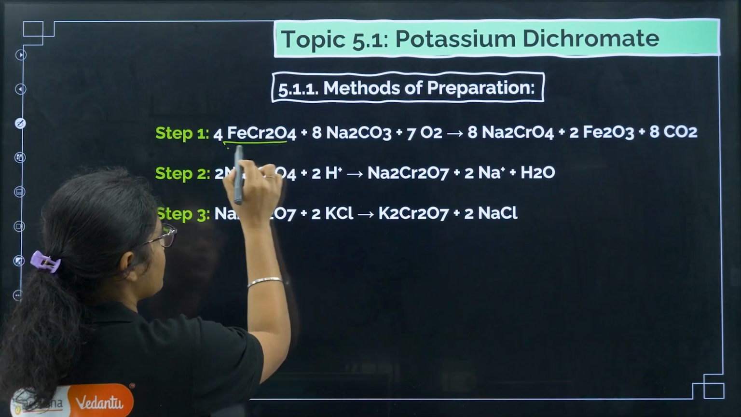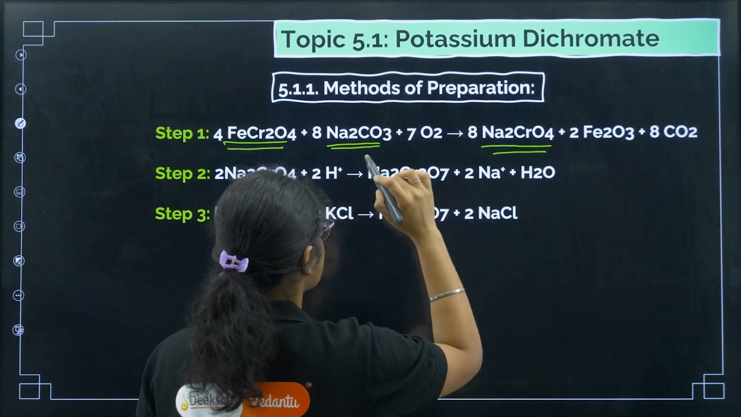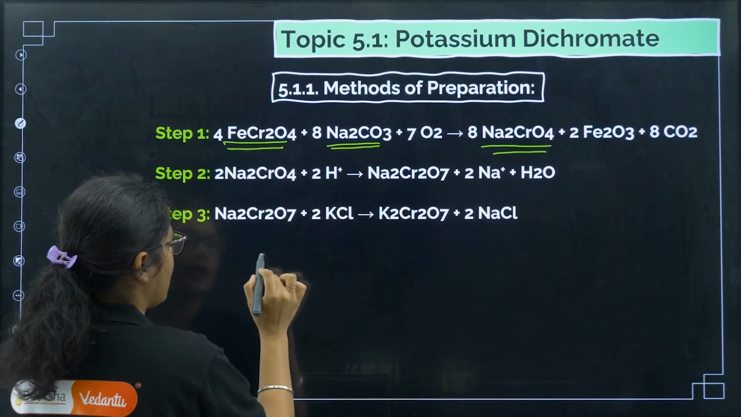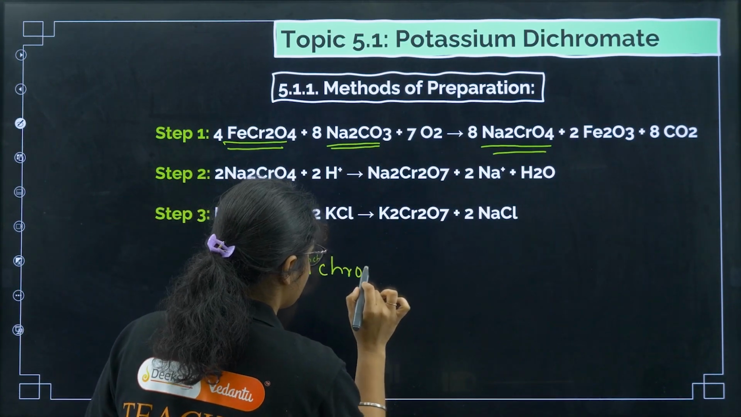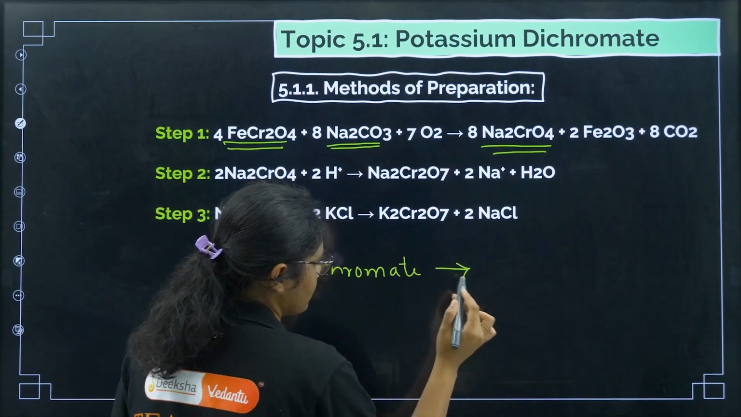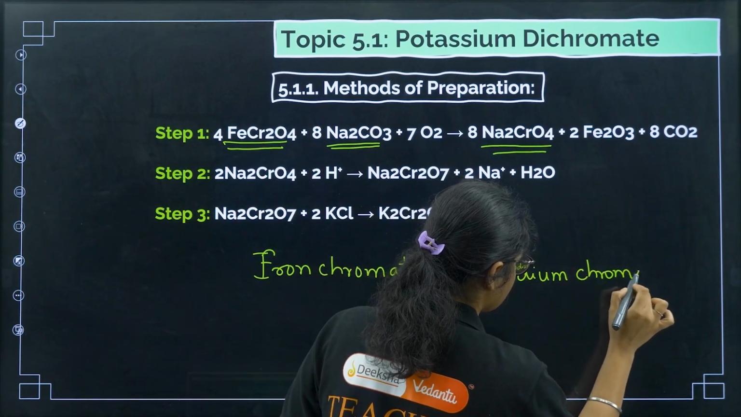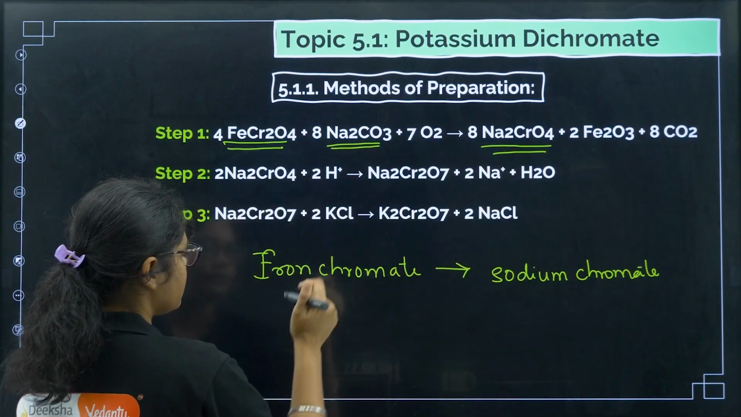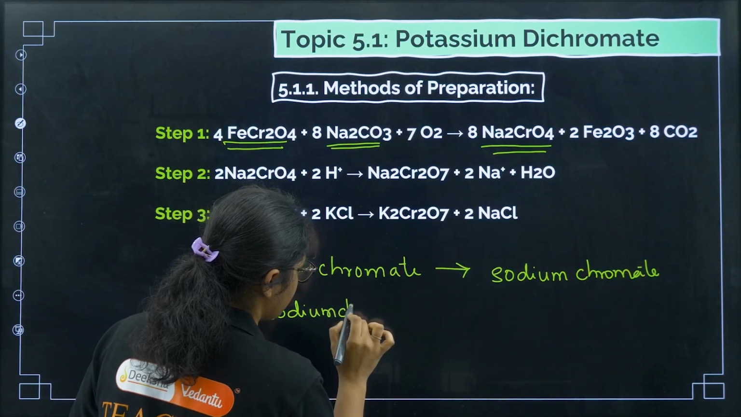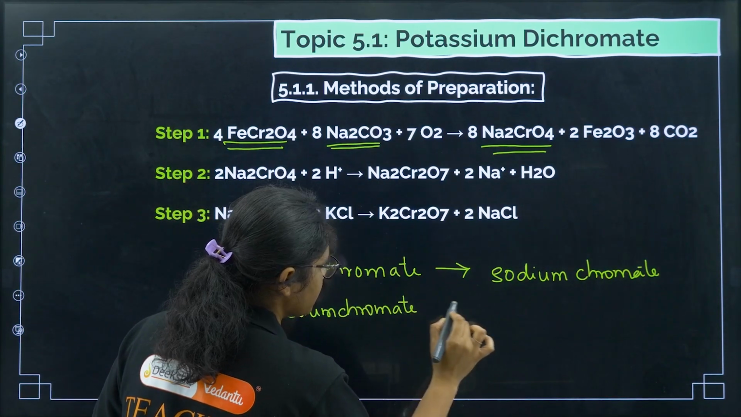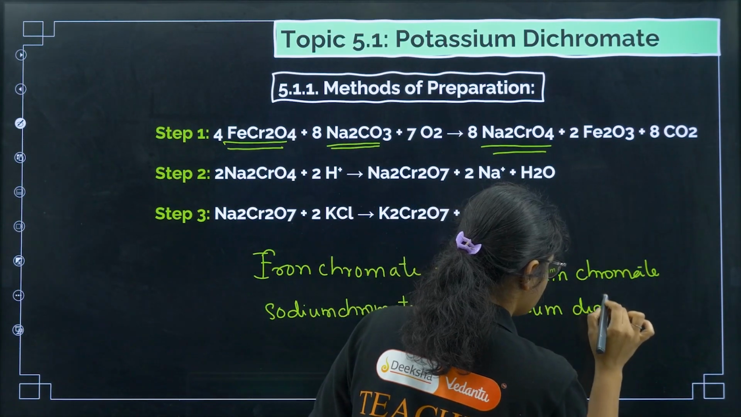So first we take iron chromate. Okay, when iron chromate is taken with sodium carbonate, it gives you sodium chromate. So I can write iron chromate gets converted to sodium chromate. Okay, sodium chromate. So you can remember it in this way. Now with sodium chromate, if you give a small amount of acid, that is H plus, sodium chromate gets converted to sodium dichromate.